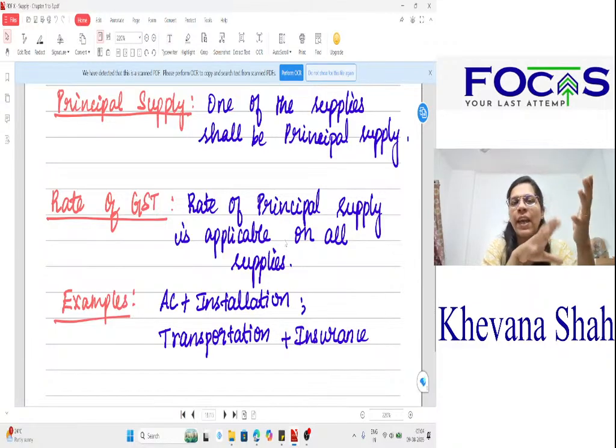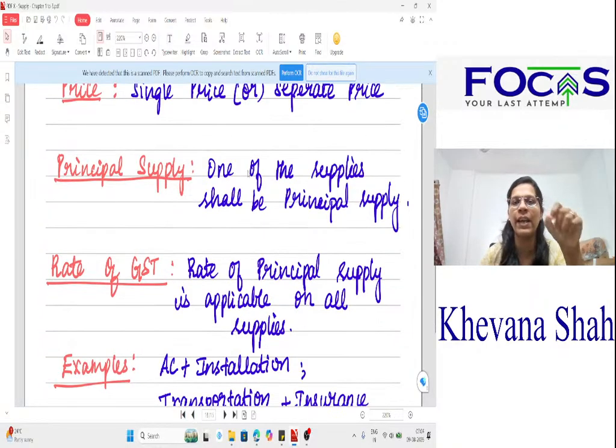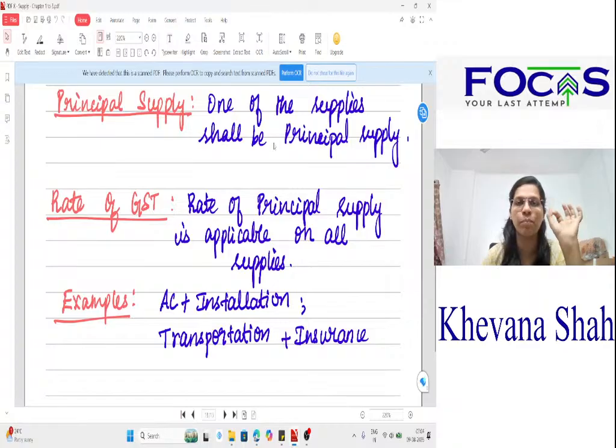Now your invoice can give separate prices. Okay, see, either you can get a single price invoice or you can get separate prices of AC and separate price of installation, but on both of these supplies you will apply the rate that is applicable on your AC. Another example that we can take is that of transportation and insurance.